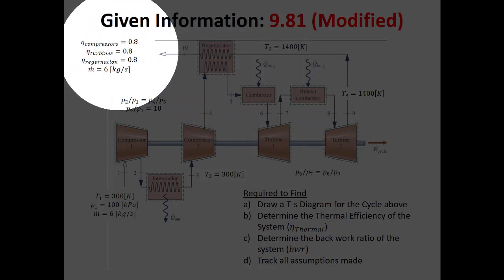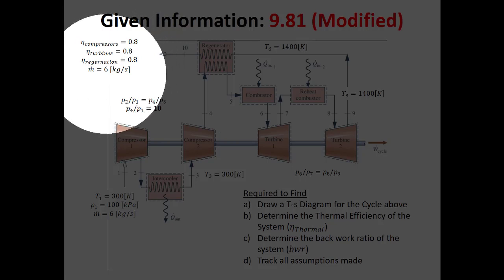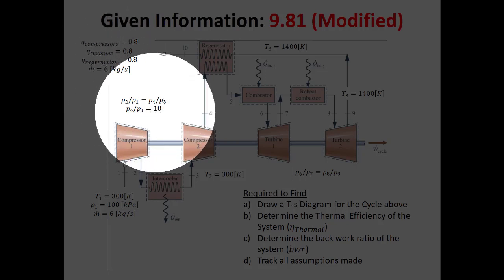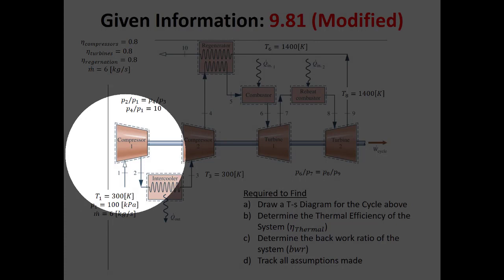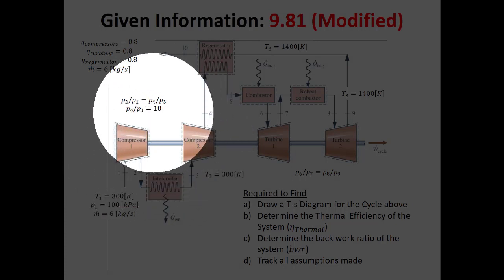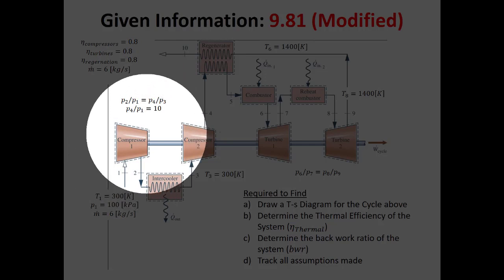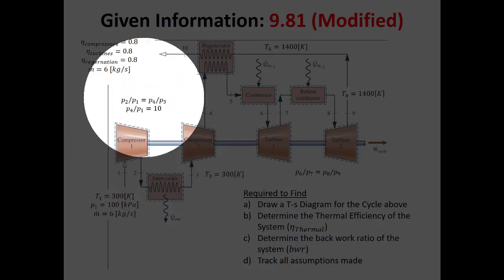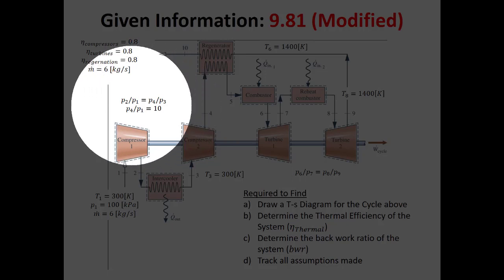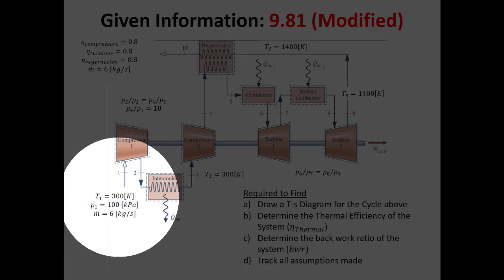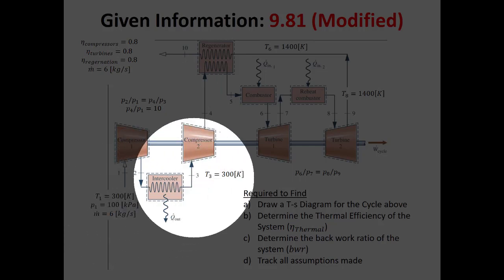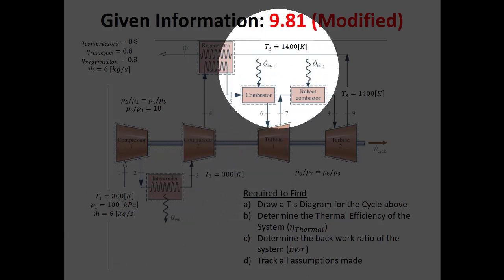We're told the efficiency of all the compressors, all the turbines, and the regenerator is 80%. We're given the mass flow rate. We're told the compressor pressure ratios as we move through the system. First, that the total compressor pressure ratio from 1 to 4, so that's across both compressors, is 10, and that the individual compressor ratios are the same. So here we have to have this ratio times this ratio equal to 10. So this is going to be the square root of 10. We're told the temperature and the pressure at the inlet along with the mass flow rate, and we're given some other temperatures along the way.